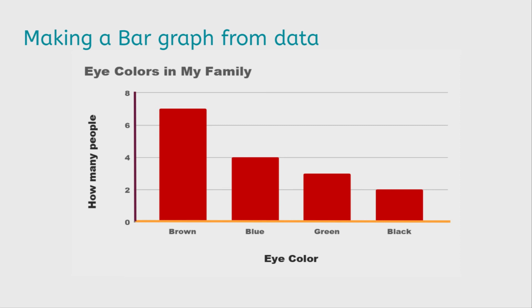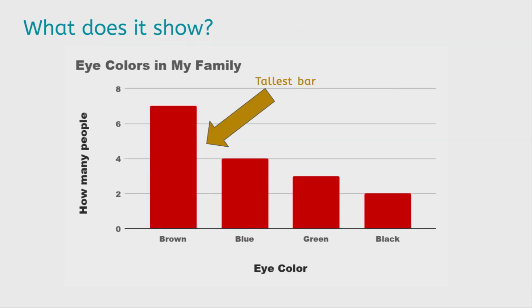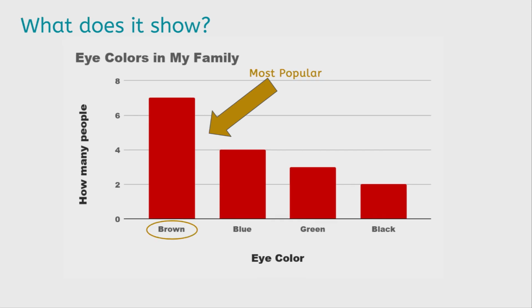So now it's really easy to see which eye color is the majority in our family. It'll be the eye color that has the tallest bar on the graph. I can easily see which one is the tallest. Do you see it? So this means that the majority of people in our family have brown eyes. Brown eyes are the most popular.